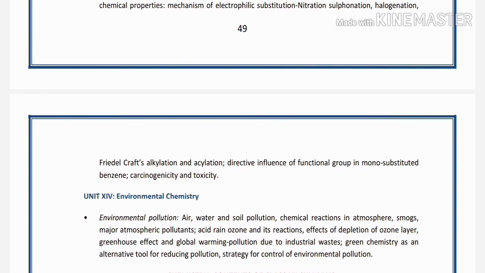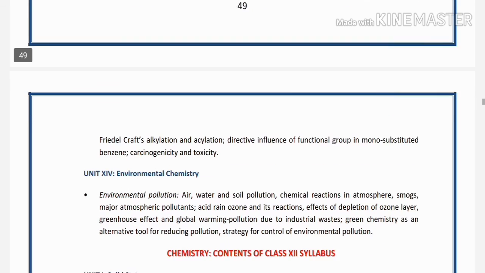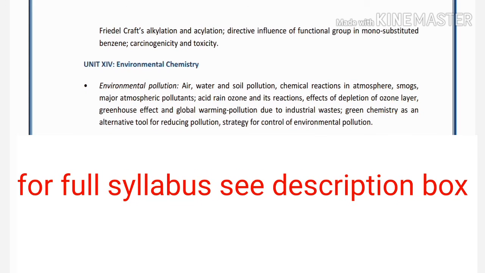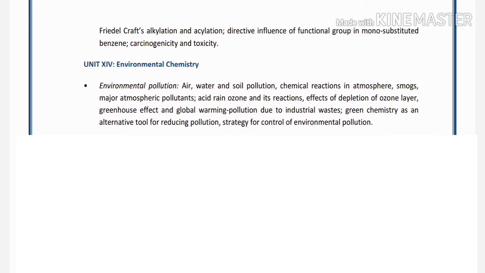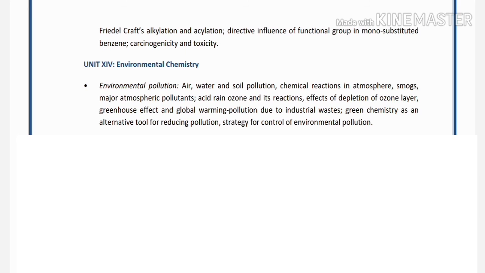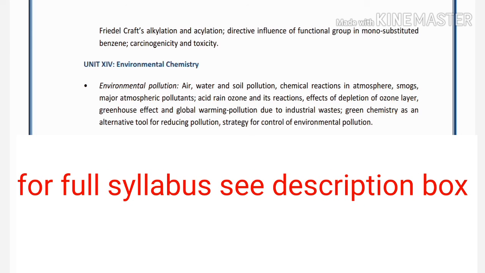Unit 14, environmental chemistry. Environmental pollution, air, water and soil pollution, chemical reactions in atmosphere, smogs. Major atmospheric pollutants, acid rain, ozone and its reactions, effects of depletion of ozone layer. Greenhouse effect and global warming, pollution due to industrial wastes, green chemistry as an alternative tool for reducing pollution, strategy for control of environmental pollution.